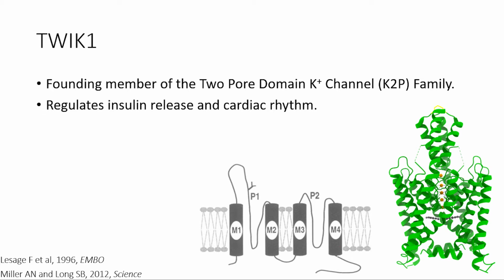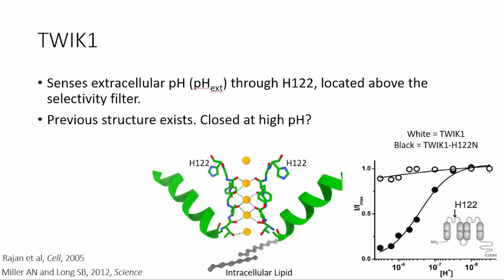This channel, TWIK1, is incredibly important for regulating the release of insulin from the pancreas, and it's very important for helping to maintain the cardiac rhythm. So it's really important to study for things like diabetes and for heart disease. And one of the things that makes this really interesting is that it actually has a moving piece located right on the selectivity filter. So this histidine has been shown to be functionally important for sensing pH, and TWIK1 is a pH-sensitive channel.